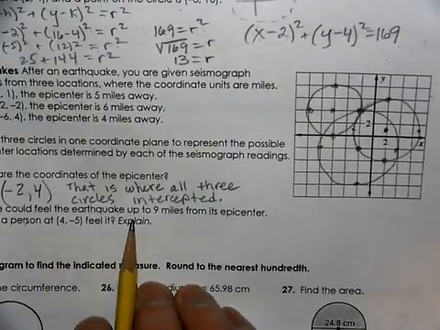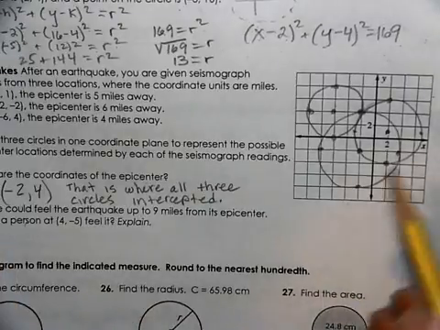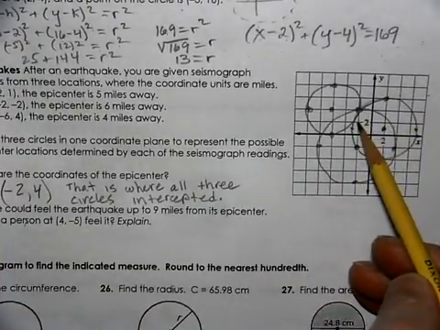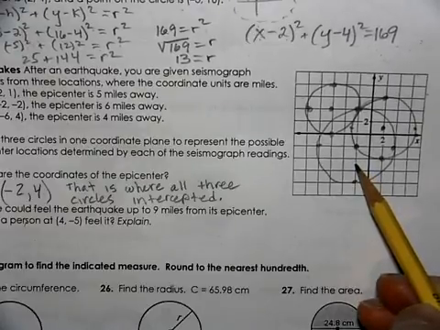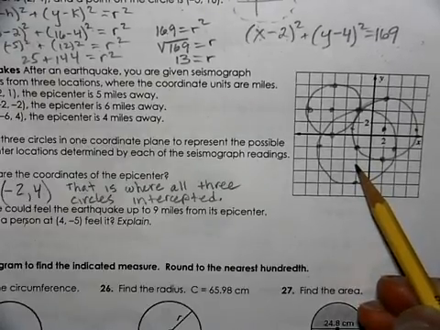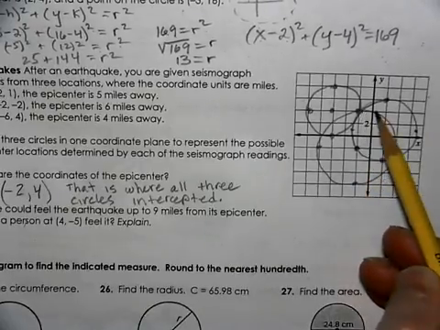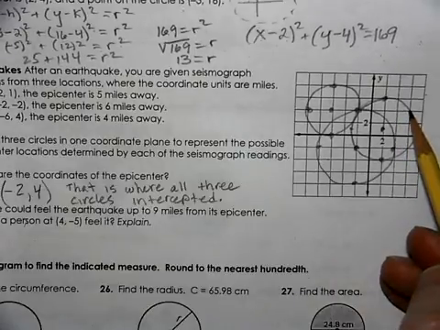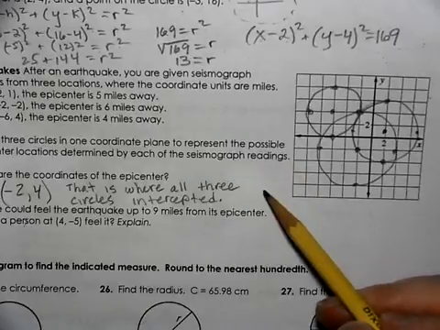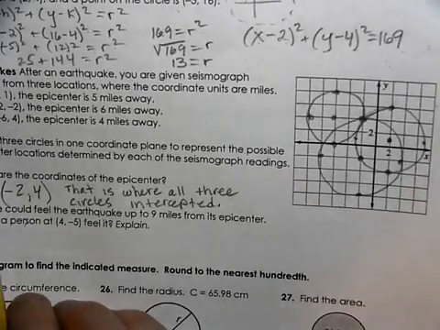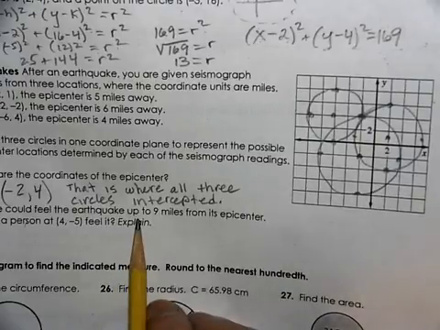Could people feel the earthquake up to 9 miles from its epicenter? So, could people feel it 2, 4, 6, 8, 9? Could people feel it 9 miles away? And the answer is yes. It looks like they could go 9, 10, 11, even 12 away. 2, 4, 6, 8 away that direction. And 2, 4, 6, 8 away in that direction. People could feel it up to 9 miles away.